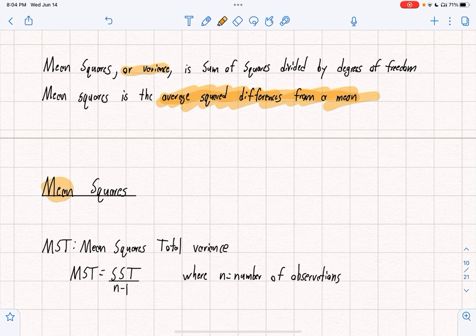So the first is the mean squares of total variance, MST, which is just the total sum of squares divided by n minus 1. So you just take SST, divide by n minus 1, where n, of course, is the number of observations in our data set.